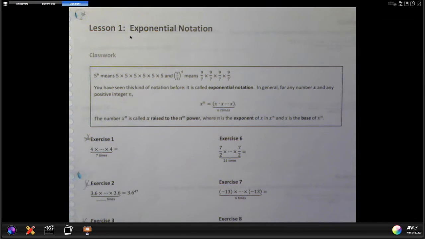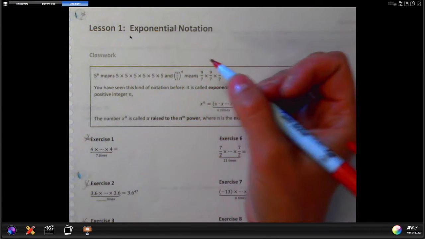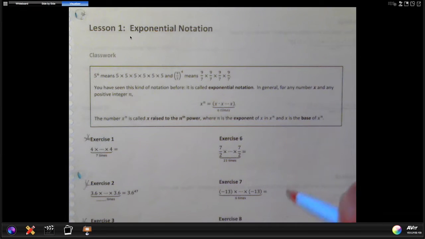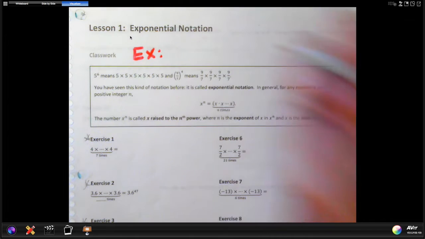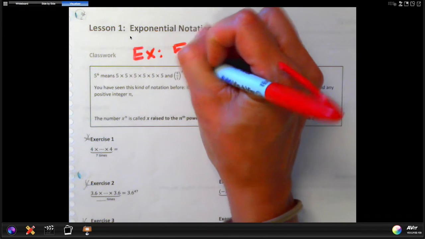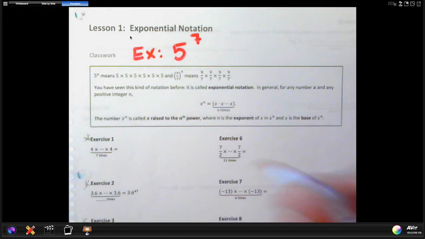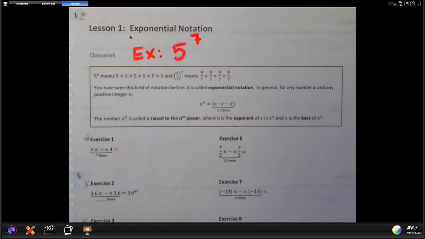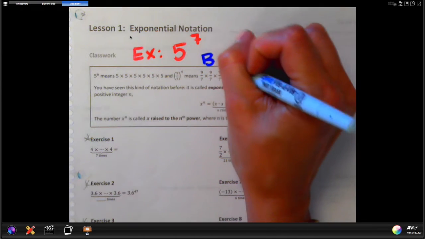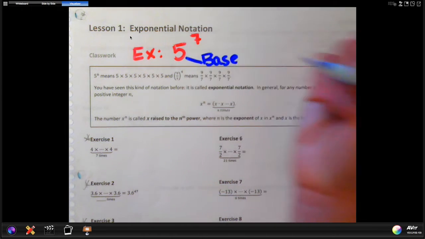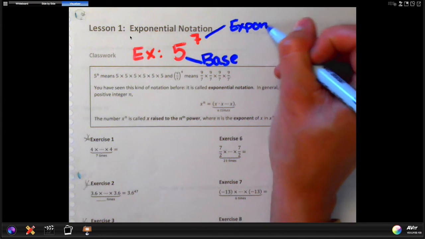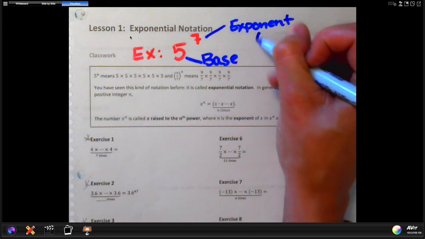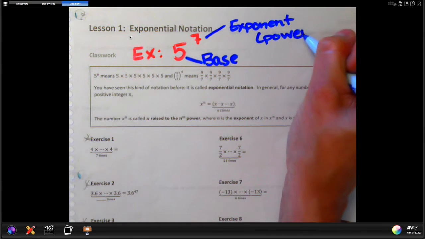The first thing that I want to point out to everyone is what exponential notation means. So we're going to write a little numerical example here of 5 to the 7th power. This is exponential notation, meaning there is what we call a base number. That's the big number. So in this case, our base is 5. And then there's an exponent, and that's the small number. In this case it is 7. Sometimes the exponent is also called a power.